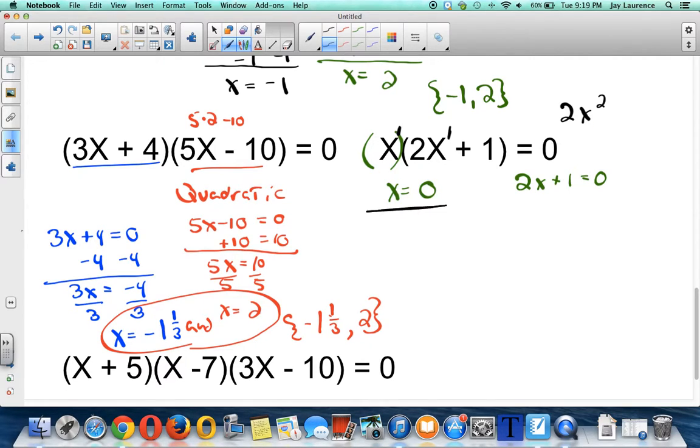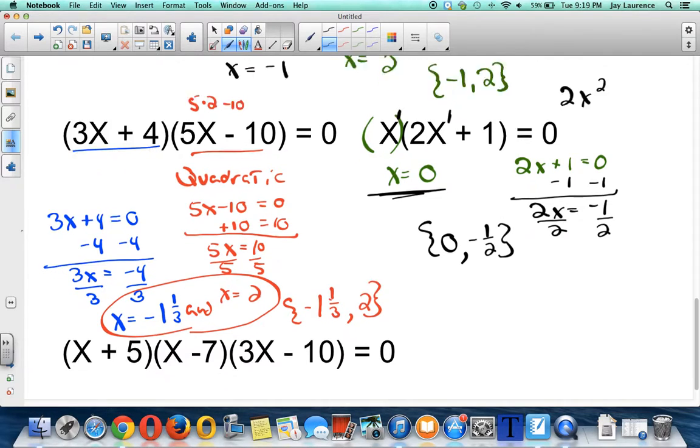Well, this one was cake. I didn't have to solve. X is already alone. 0 is one of my solutions. Okay, now I'm going to solve this one. I'll get 2x equals negative 1. Divide by 2, divide by 2, and x is going to equal negative 1/2. And there is my other solution.